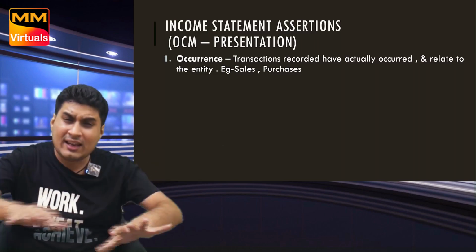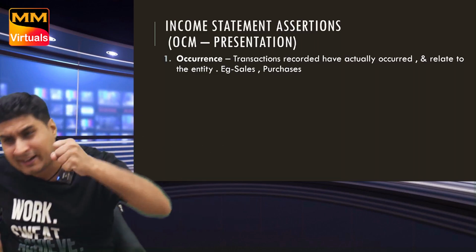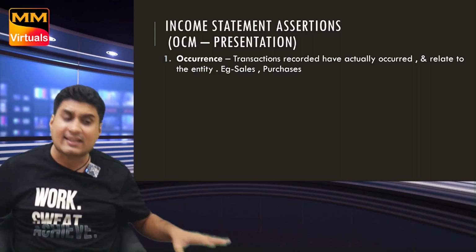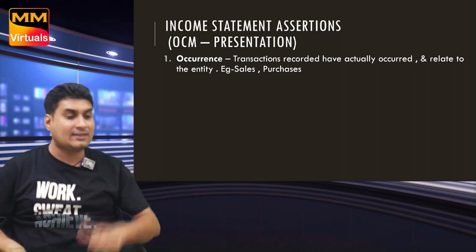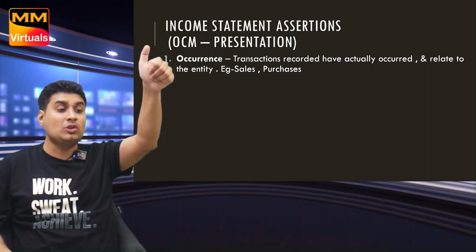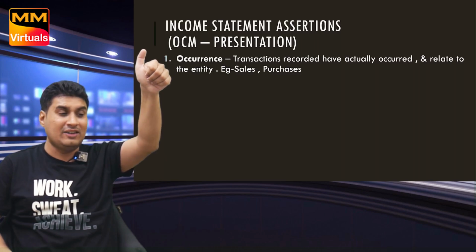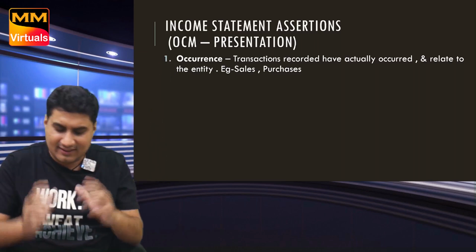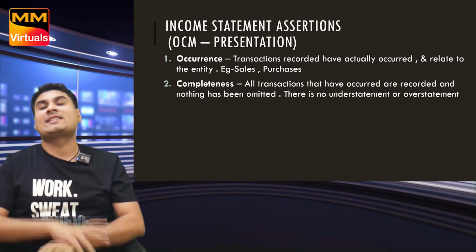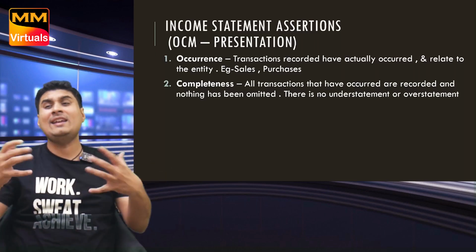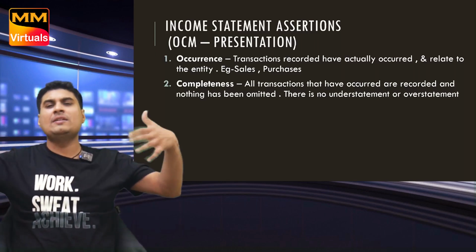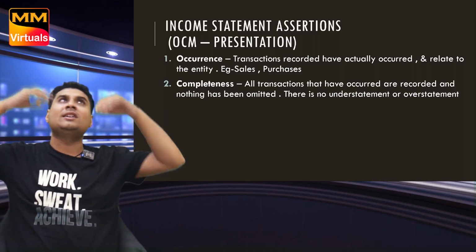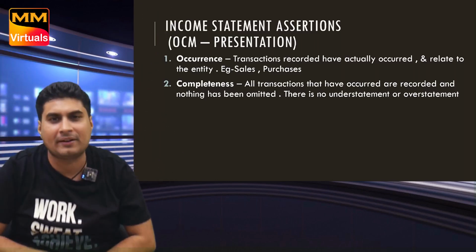In every item of P&L I have to check whether it has occurred or not. It should not be a fake sale. It should not be a fake purchase. Clear? With invoice you cannot check the assertion. Difficult. Invoice I can prepare a dummy also. Okay. Occurrence. Second, completeness. Is the sale complete? Usually remember there are two things in completeness: overstatement, understatement.